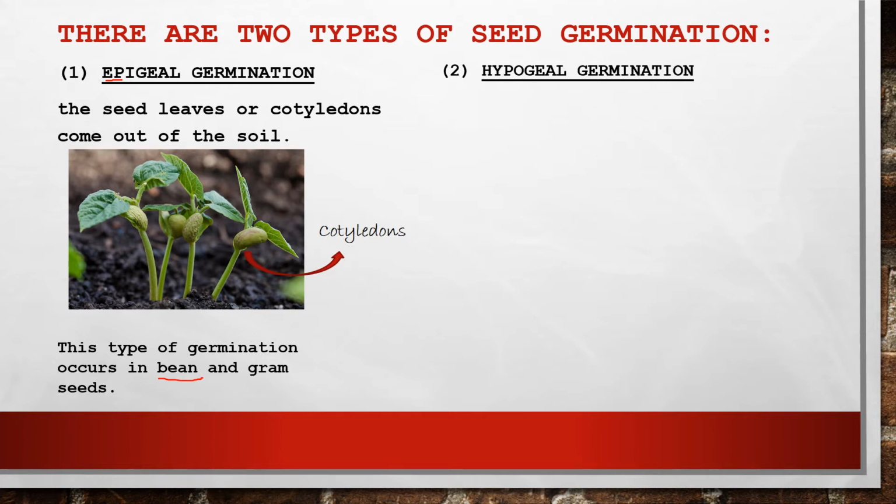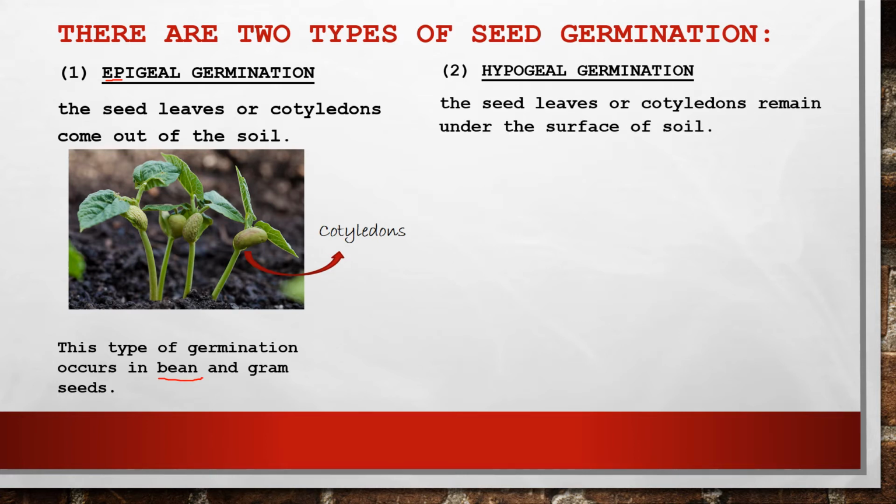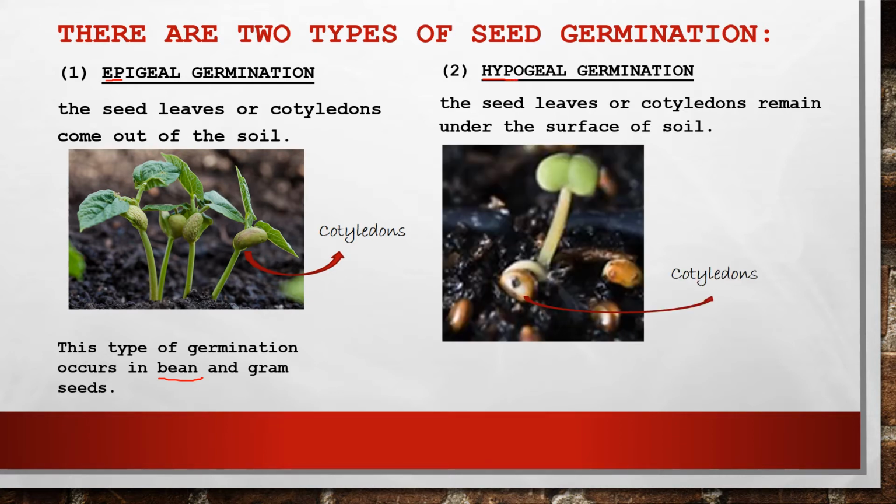The second type of seed germination is hypogeal germination. In hypogeal germination, the seed leaves or cotyledons remain under the surface of the soil. That is why here we have the word hypo. Hypo means what? Under. As you can see here, the cotyledons remain underground. It is not clear because I tried to show you the cotyledons under the ground.